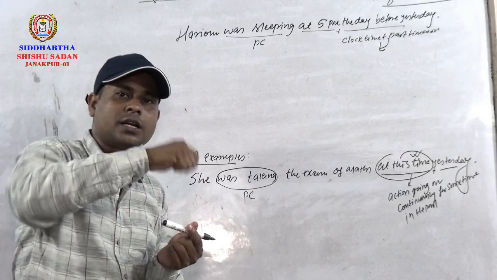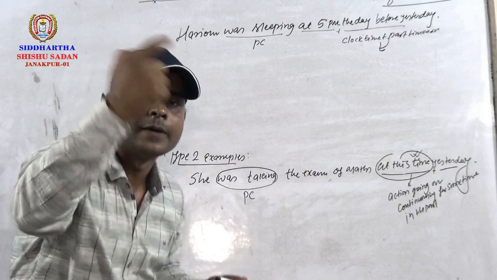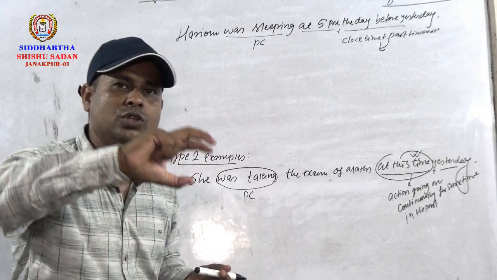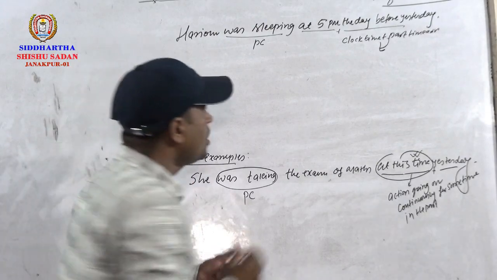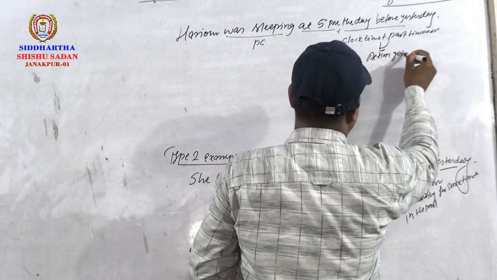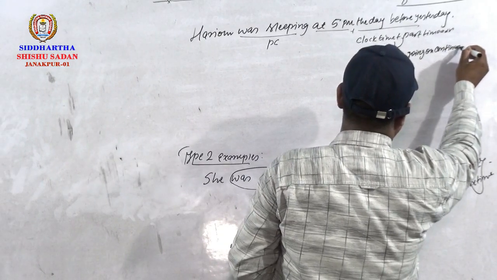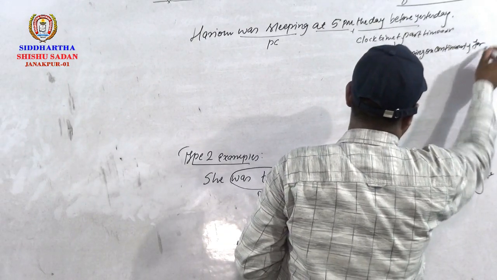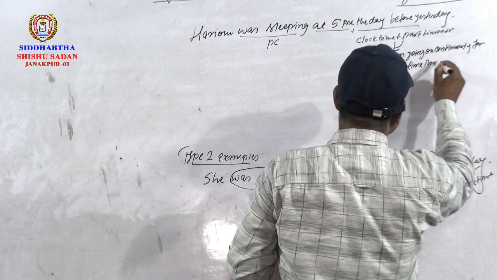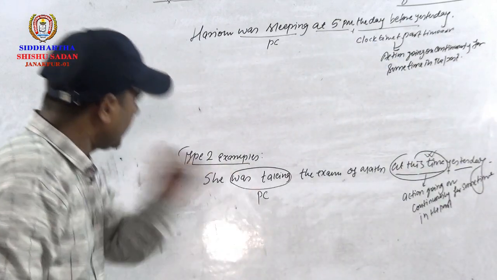At 5 o'clock the day before yesterday, Hariyo was sleeping. Asti 5 baje saajma Hariyo suti raheko thiyo. So this implies again action going on continuously for some time in the past. Yes, yes. Okay, let's see one more example.